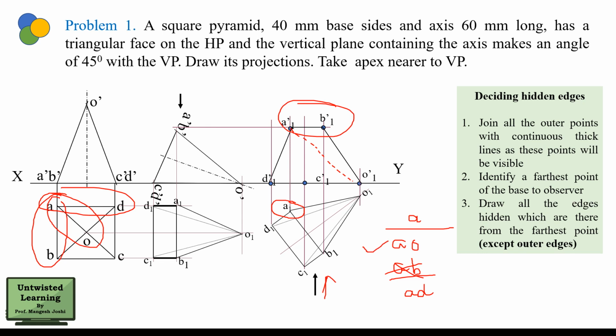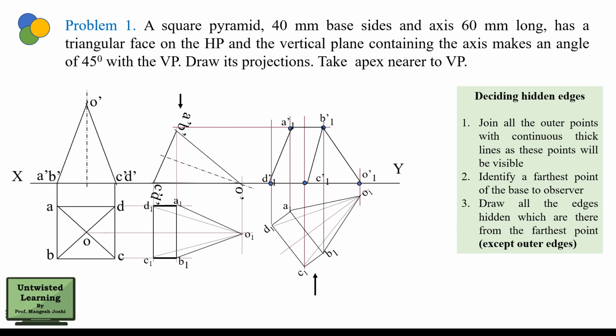Again check whether AD is on the outer side. Yes, it is on the outer side, so it will not be hidden. So only one side will be hidden. Okay, and next you have to complete all the remaining sides and join with continuous thick line. Okay, so this is the front view, final front view and final top view of a square pyramid as per the given conditions.